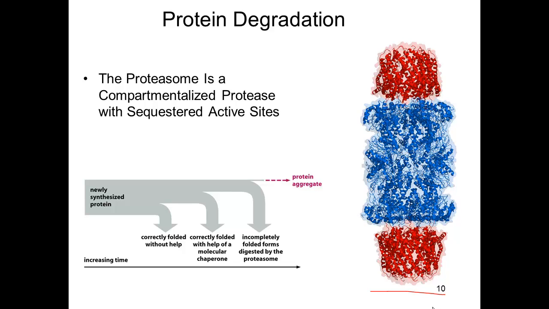In this sort of flow chart, it's mostly saying protein aggregate is destined for the proteasome, but any protein where the cell no longer needs it, it marks it for destruction and shuttles it to the proteasome.